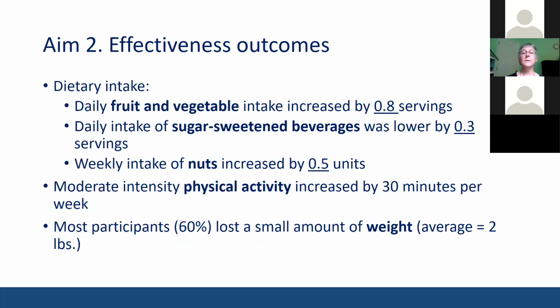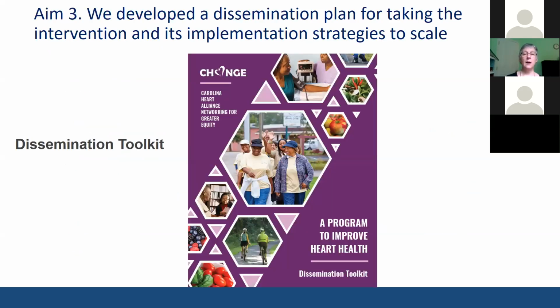Effectiveness outcomes, we saw significant pre-post increases in fruit and vegetable intake, decreases in sugar-sweetened beverages, and an increase in nuts, which is another goal of the Mediterranean diet. We saw an increase in moderate intensity physical activity, and most participants lost a small amount of weight. And then our final aim, we packaged all of this intervention into a toolkit that we now make available to others who may want to replicate our intervention.